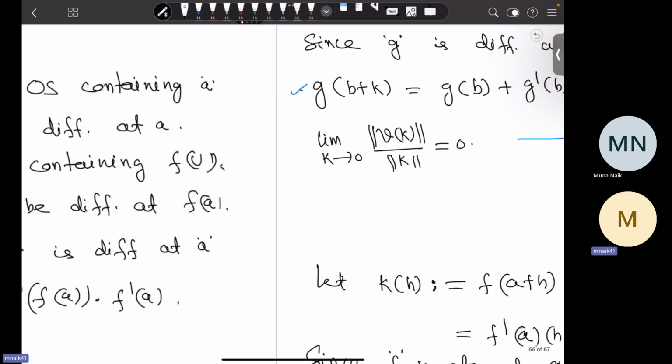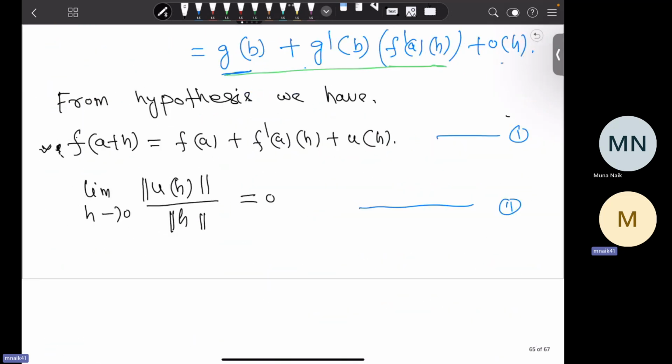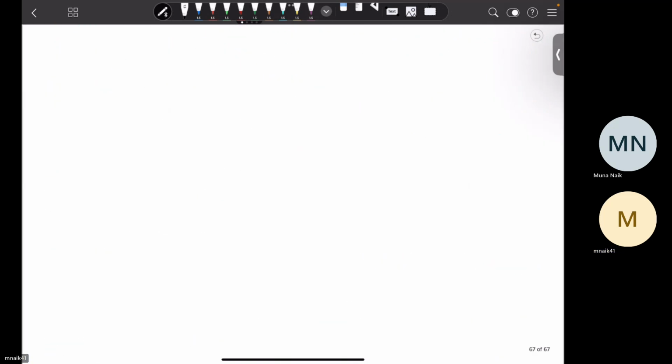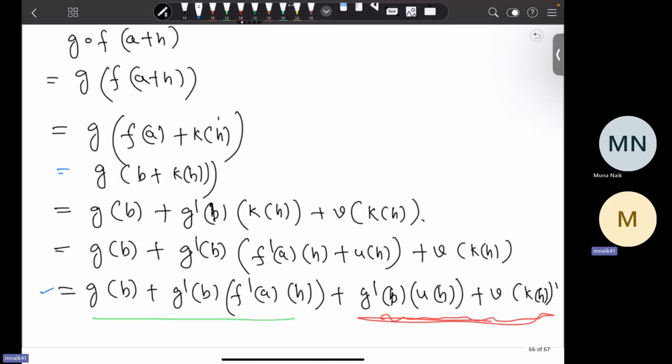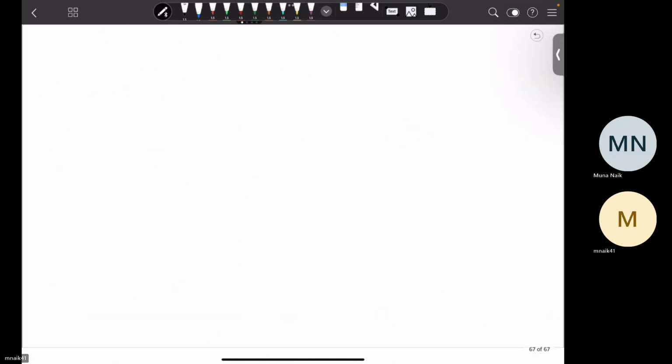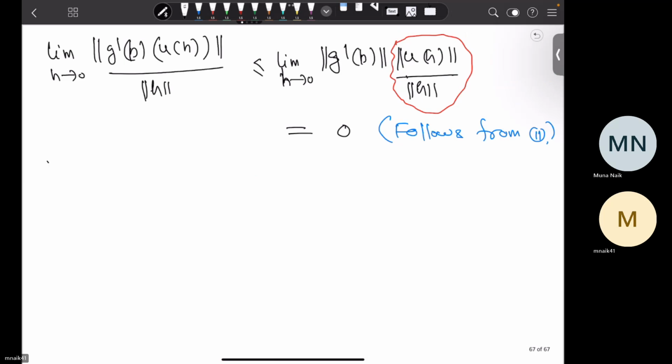And this follows from where? Follows from 2. Okay, so one quantity is there. So this implies that g prime of b applied on u of h is equal to little o of h.